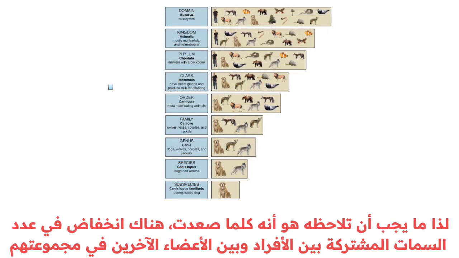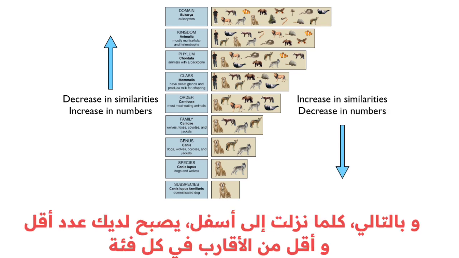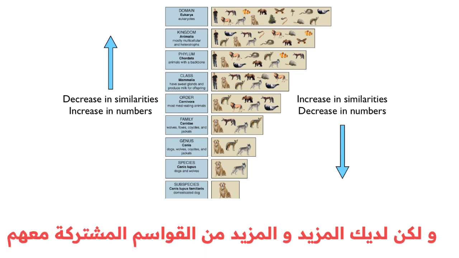So what you should notice is that as you go up, you have a decrease in the number of traits that individuals have in common with other members of their group, but you have more and more individuals in each group. So consequently, as you go down, you have less and less relatives in each category, but you have more and more in common with them.